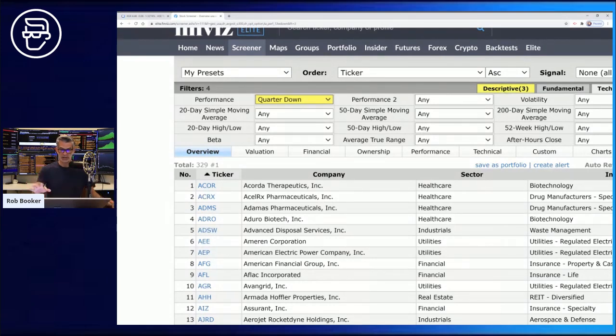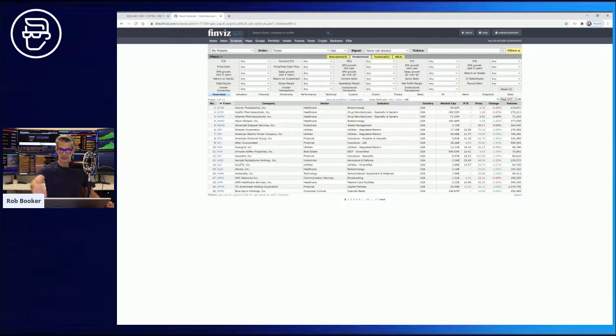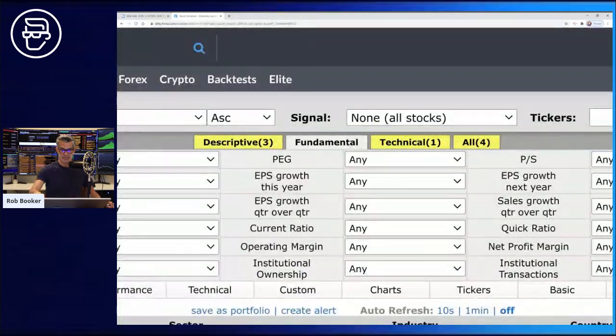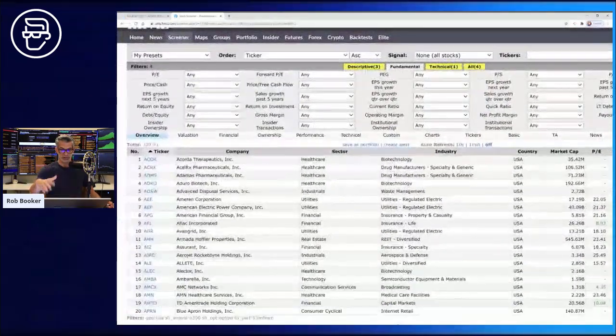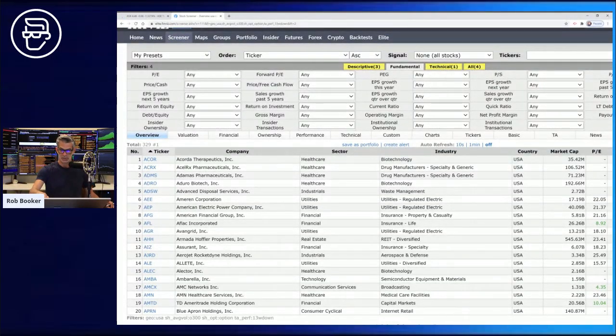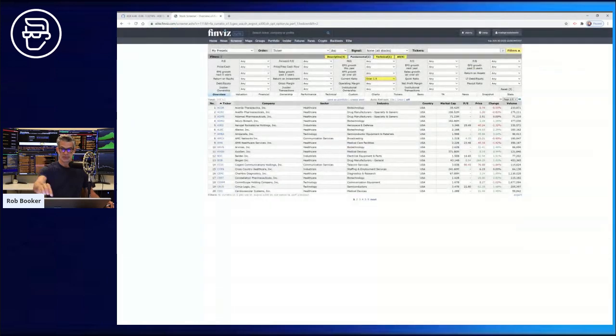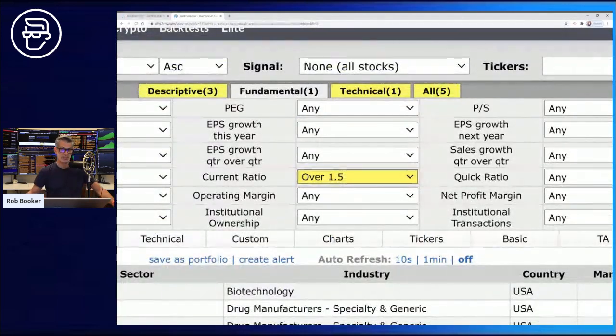All right. The next thing that we want to do is go to fundamental. So we click on fundamental right here at the top. And that takes us into all of the earnings and fundamentals of a company. I want to look for companies that can pay their debt. I want to look for companies that have a current ratio of 1.5. What that means is they have $1.50 for every dollar of short-term debt that they have.